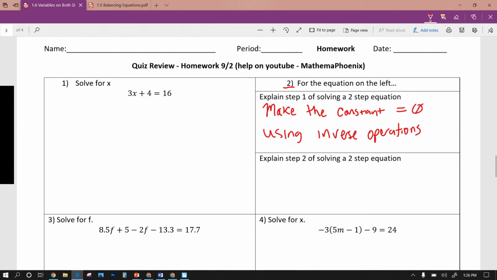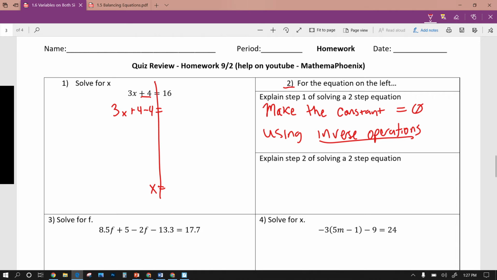So first, we have to figure out which number is our constant here. We've got this 3, 4, and 16. And our constant, our first step in solving that equation is making that constant equal 0, and that is 4. So our objective to isolate x, we're going to start by making that constant, a positive 4, equals 0 using inverse operations. So the inverse of adding 4 is to subtract 4. So we're going to take our 3x, add 4 to it, and subtract 4.